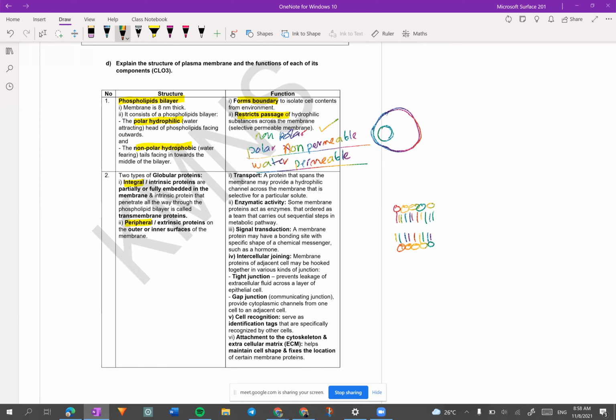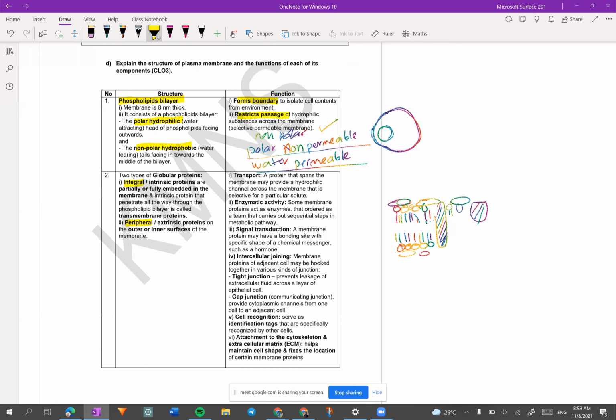Kalau integral, dia tembus terus. Okay, protein dia tembus terus. While yang peripheral pula, dia refer kepada protein yang berada dekat atas, ataupun half tembus. Oh sorry, half tembus ni lebih kepada integral. Peripheral memang atas je lah. Peripheral dekat atas je. Tembus atau tak tembus. Kalau tembus, dia jadi integral.